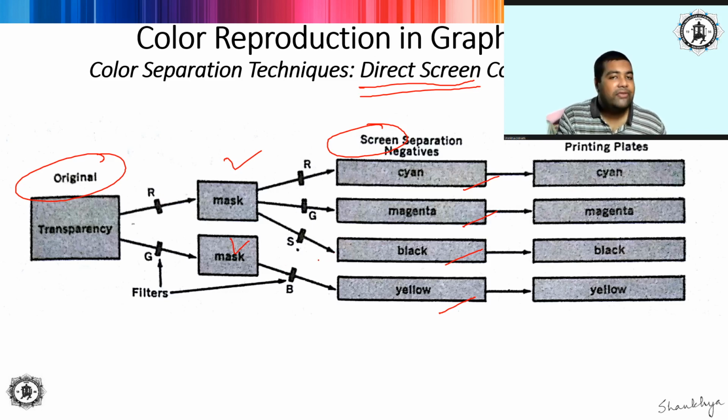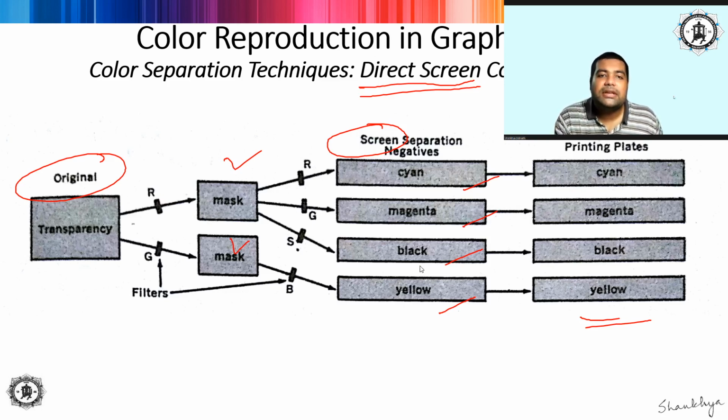So in this case a very straightforward method, no lengthy process is required. The first step is preparation of masks, depending upon the color correction requirements for the transparency for the reproduction. Once the masks are produced, we will use them to create the screen separation negatives, and finally from the screen separation negatives we will be creating the printing plates using the down frame, which you have already done in your first year printing surface preparation classes.